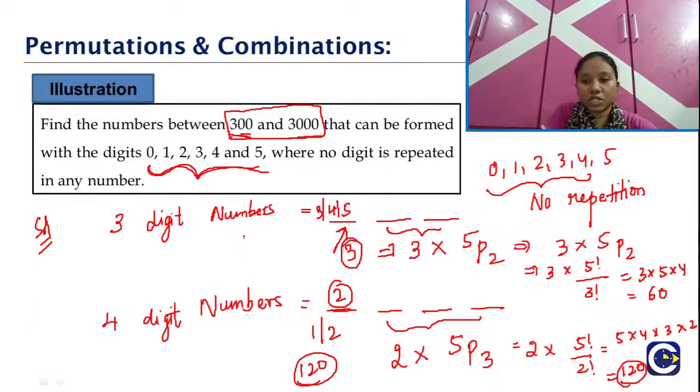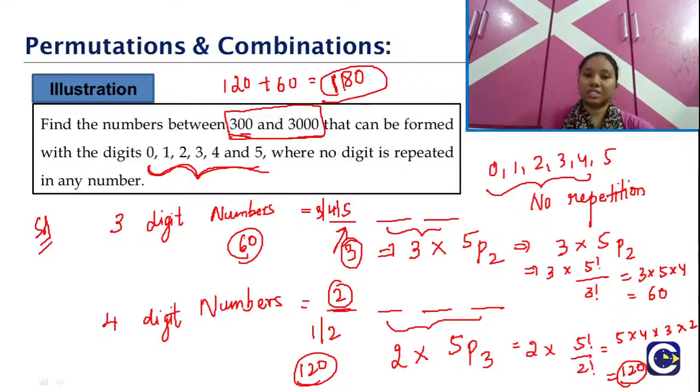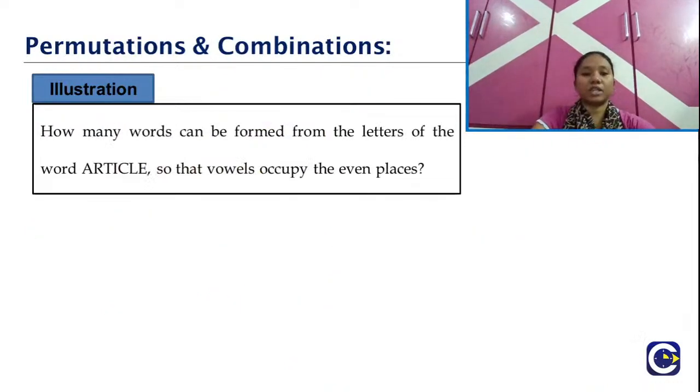Similarly, the 3 digit numbers will be 60. So the total numbers which will be formed in between 300 and 3000, which will be satisfying all the given conditions, are nothing but 120 plus 60, which is equal to 180. So this will be the final answer here. Right. So I hope you guys got this one. So let's move on to the next one.